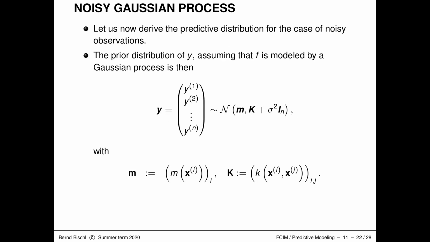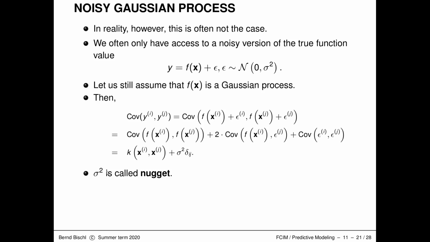And we can also now derive the predictive distribution for the case of noisy observations. So the prior distribution of y, assuming that f is modeled by a Gaussian process, is simply a normal distribution on this y vector here. As always, usually this m is a zero mean, and we have our covariance structure, which is simply our kernel matrix capital K plus sigma squared times an identity matrix. And this is basically what we did on the slide before, just in matrix notation.